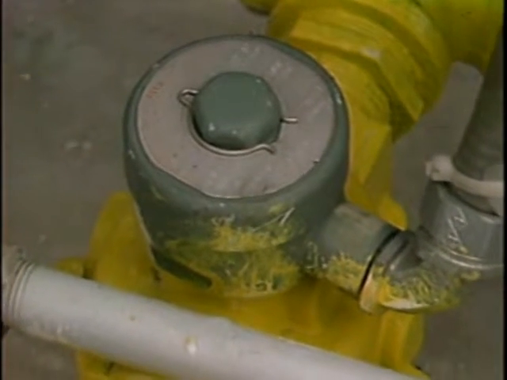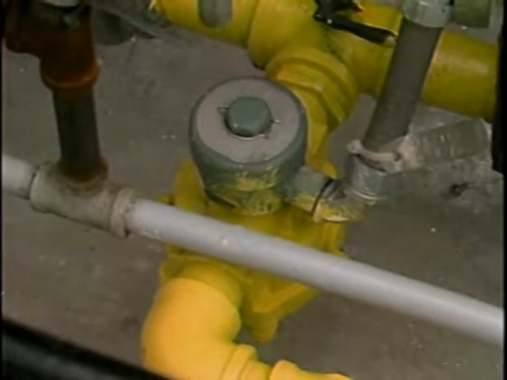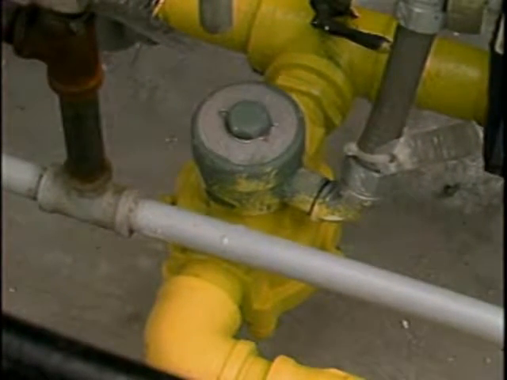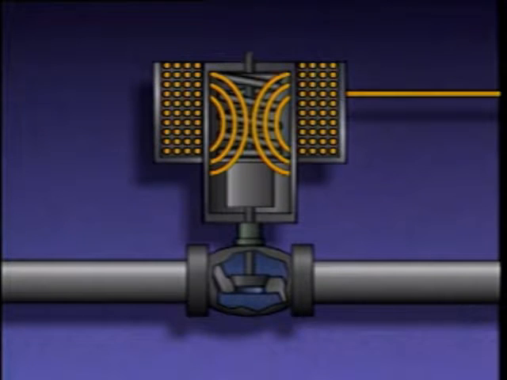Solenoids can position a valve from fully open to fully closed quickly, so they're particularly useful for emergency shutoff of valves. A solenoid actuator consists of a wire coil, a spring, an armature or core, and a stem which is connected to a valve. When current flows through the wire coil, it creates a magnetic field around the coil, which in effect becomes an electromagnet.